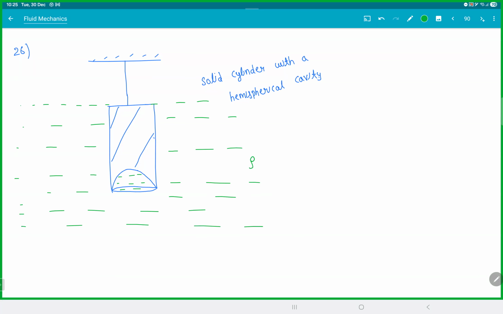Density of the liquid is rho. The height of the cylinder is h. Radius of the cylinder is r. This is the string. And mass of the block is m. Now what happens? The liquid inside will not keep quiet. The liquid will exert force on this curved surface.